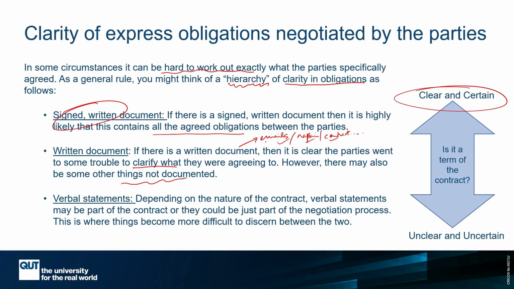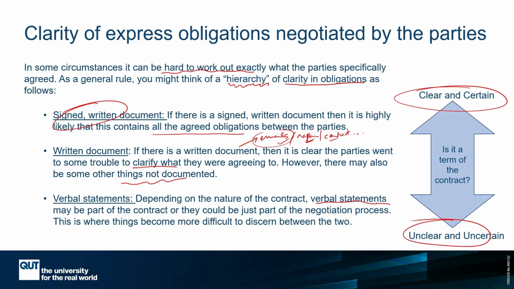If we've just exchanged a couple of emails, does that mean that any verbal statements that we make as well aren't included? Or even better, when you're making notes on a napkin at the pub, is it just what's written on the napkin? While it might be clear what is written down, it's not clear what else might be a term. And then finally, the hardest to be clear about are verbal statements.